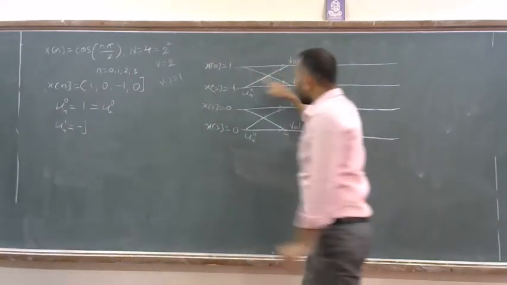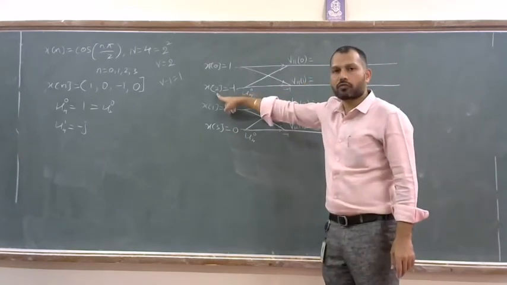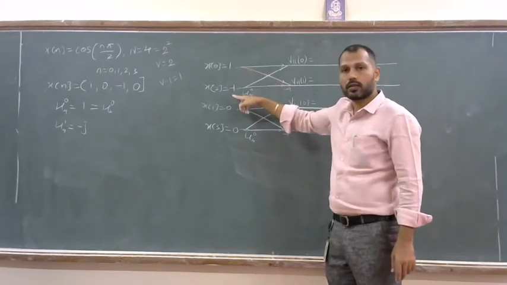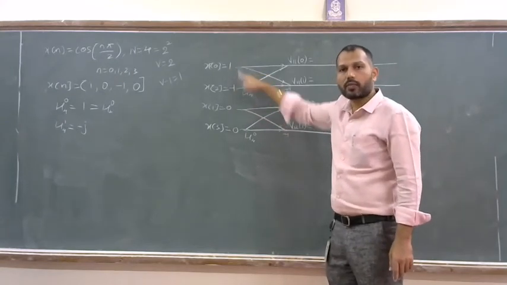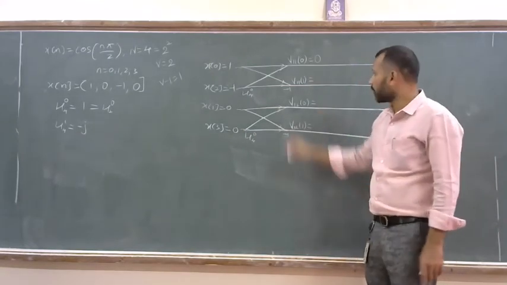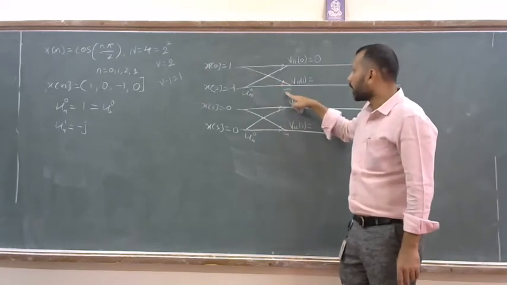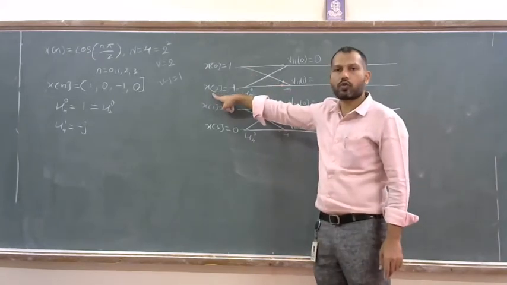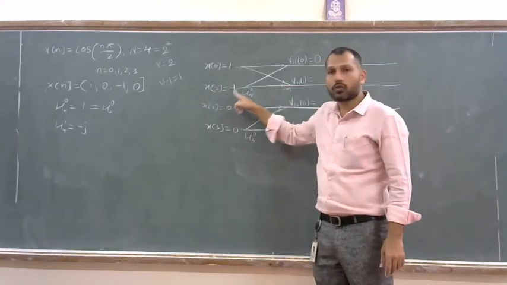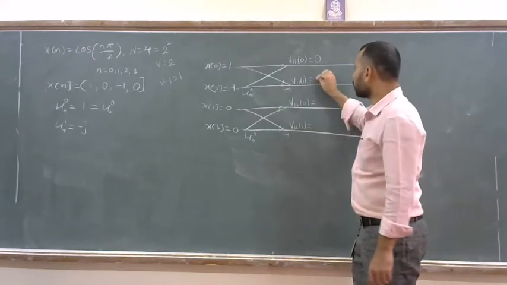V11 of 0 will be x of 0 plus W40 multiplied by x of 2. X of 2 is minus 1, so this will be 1, because of this minus 1, 1 minus 1, 0. Next, V11 of 1 will be x of 0 minus W40 into x of 2. Because we have already minus sign and this data value is also minus, minus of minus will be plus. So V11 of 1 will be 2.